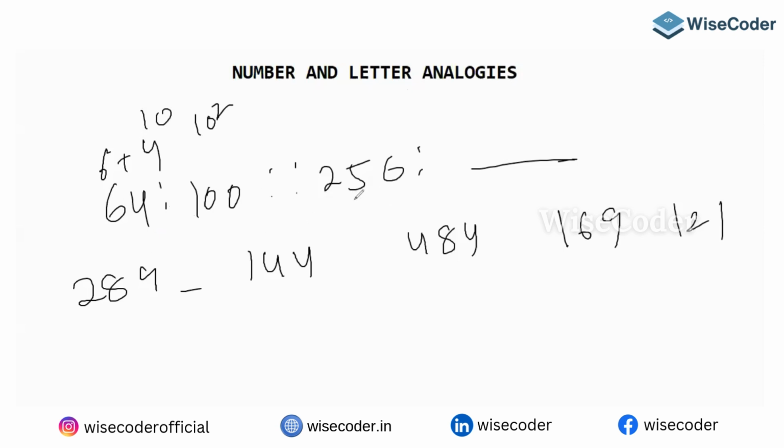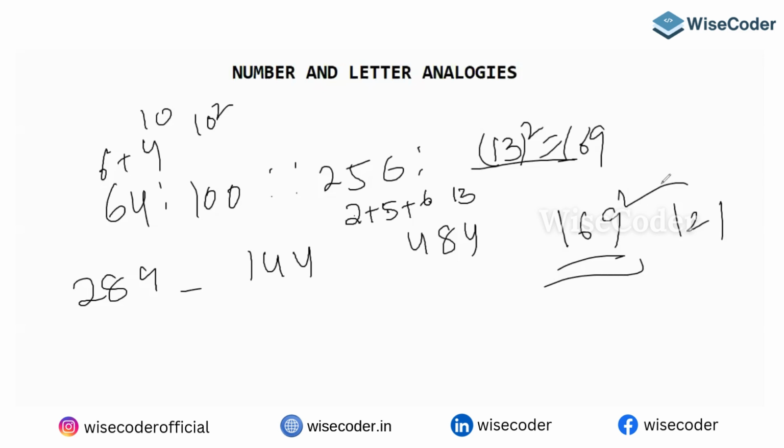So what is the logic? Sum of the digits. So 2 plus 5 plus 6. 5 plus 6 is 11. 11 plus 2 is what? 13. So the answer is 13 square. What is 13 square? 169. And is 169 present in your options? Yes. So the answer for this particular question is 169. These are the varieties which you have in number analogy. Okay, number analogy. We'll go to letter analogy now.